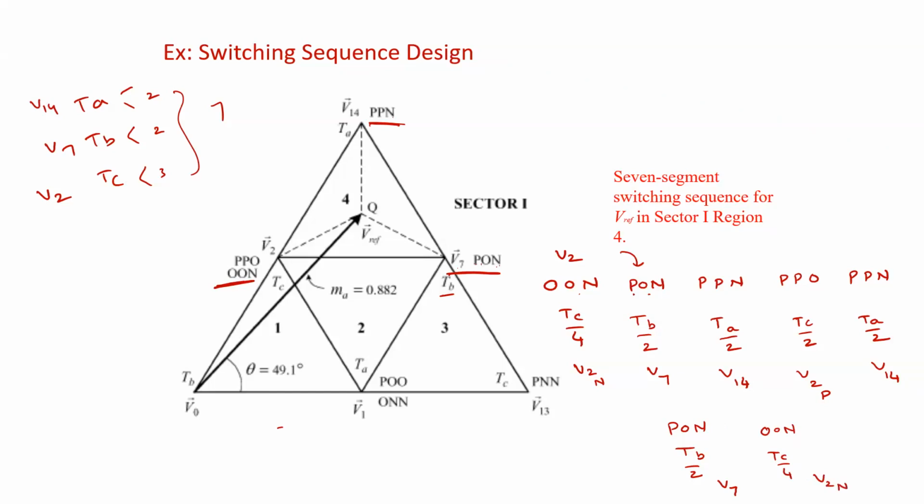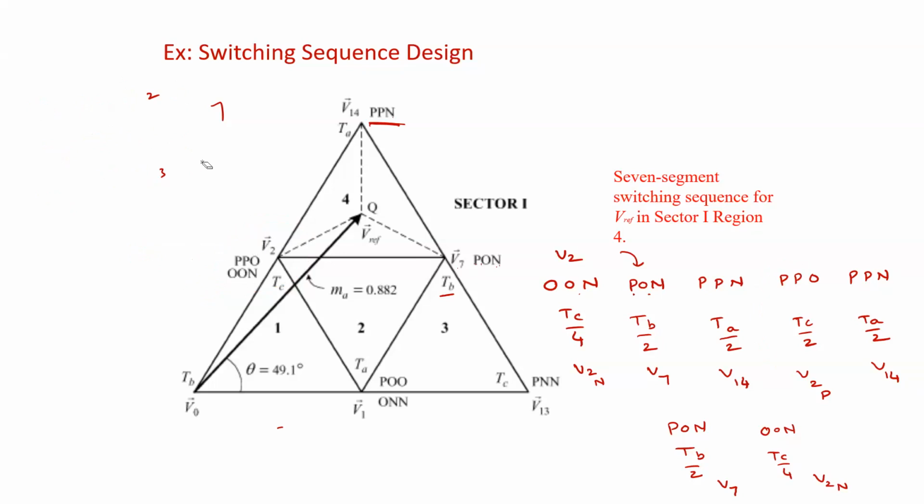So this V2 vector, we divide it into 3 parts. We start with 1/4 part with the N type small vector, and we end with the same 1/4 of the N type small vector. In between, somewhere, we have the P type small vector. Whatever incremental change there is using the N type small vector is compensated in the P type small vector. It is TC by 4 and this is also TC by 4, so the total is TC by 2 for the N type vector, and the P type vector is again TC by 2. Understood? So this is how we will arrange the sequence.